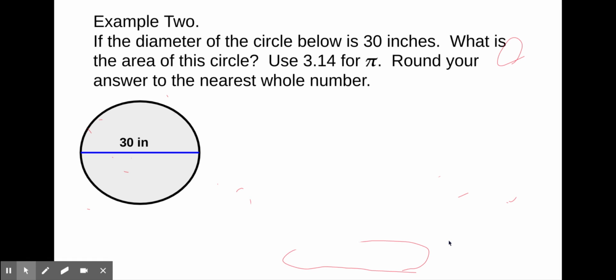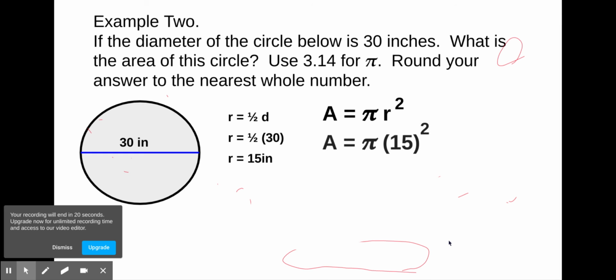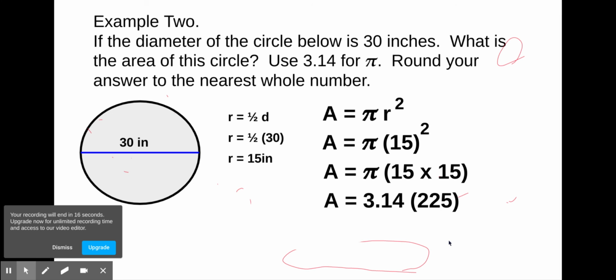Okay, let's go to the next one here, right? If the diameter of the circle below is 30 inches, what is the area of your circle? Well, what we have to do is divide to find our radius here, right? So half of 30 is 15, right? So now we plug that into our formula there. We'll do 15 times 15 to get 225 times our pi. And we get an answer of 707 inches squared.